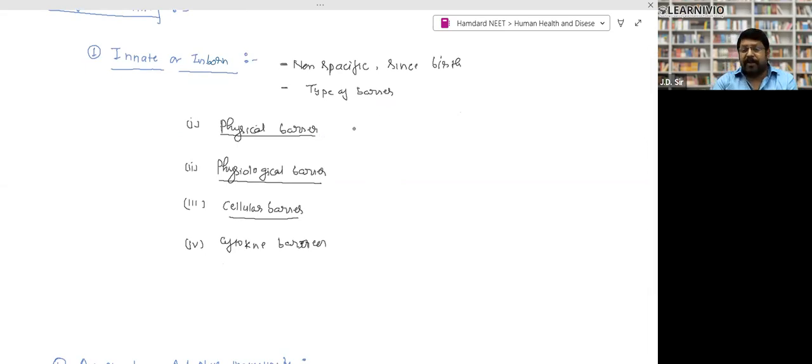Skin prevents all kinds of bacteria and viruses from going inside our body, right? Physiological barrier: suppose that any bacteria entered inside my mouth. What will happen? In the saliva, there is the enzyme lysozyme that will kill it. That is called physiological barrier, right? So our physiology will kill that.